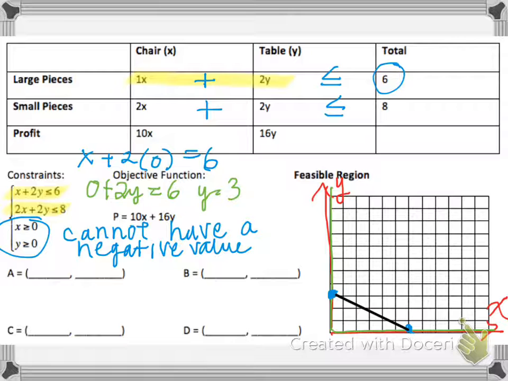So for the final inequality, 2x plus 2y is less than or equal to 8. That gives me an x-intercept of 4 and a y-intercept of 4. So coming back to my graph, I count up to 4 on the y and 4 on the x. And then I can connect those 2 lines. And try to make that a little bit straighter.